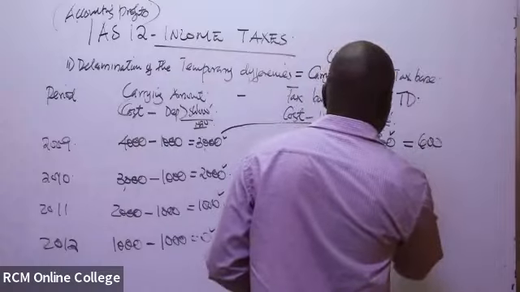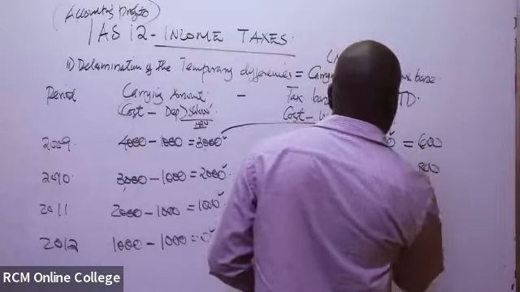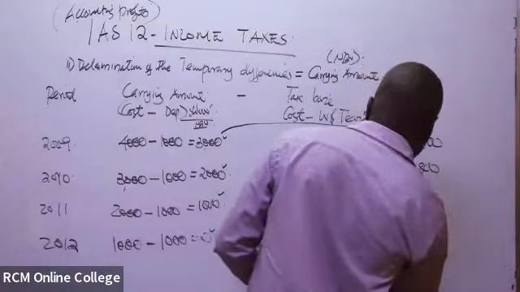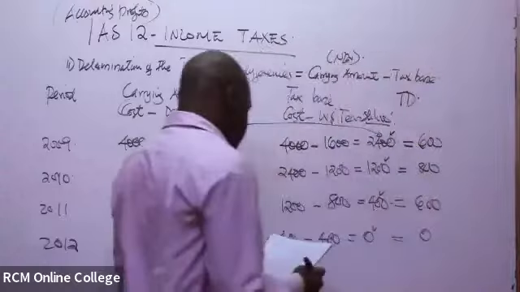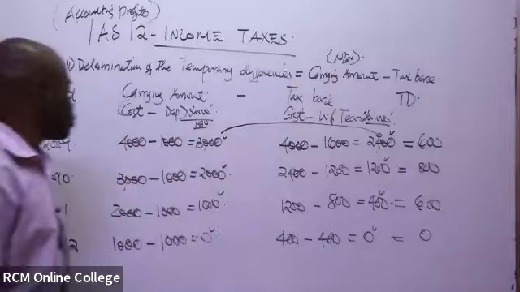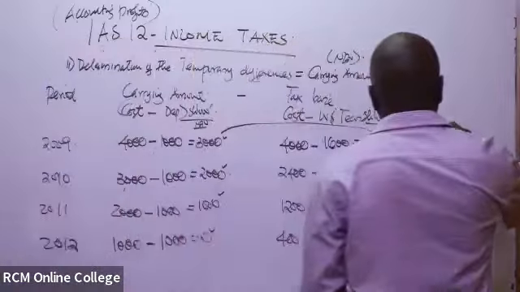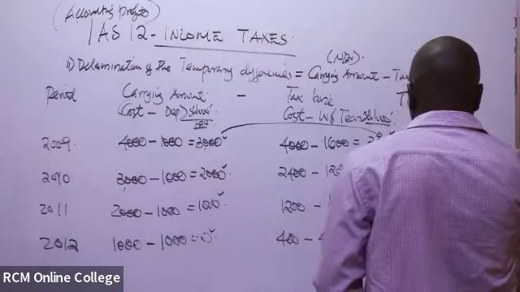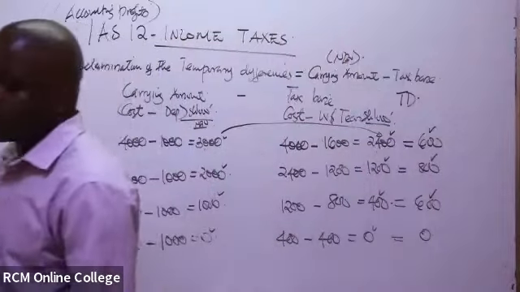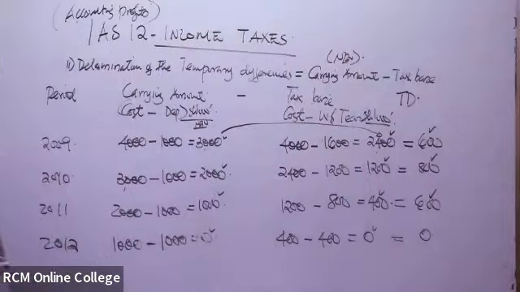So in this case, you get for the first one here, it will likely be 600. I think this one will be 800. This one will be, is it 600? 600. This one will be 0. So the temporary difference for 2009 was actually 600, this one was 800, this one was 600, and this one was 0. So that is basically what you call the temporary difference, or the TD.